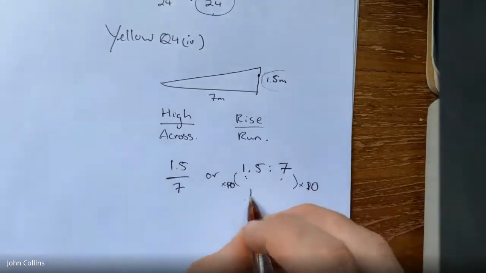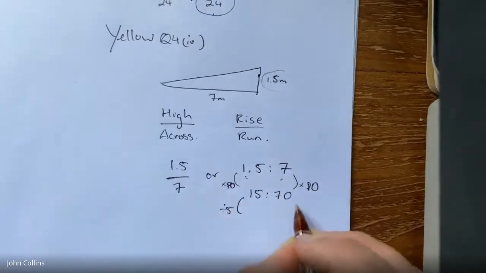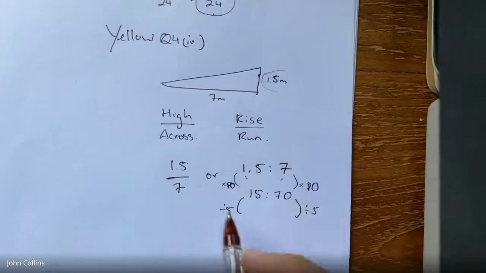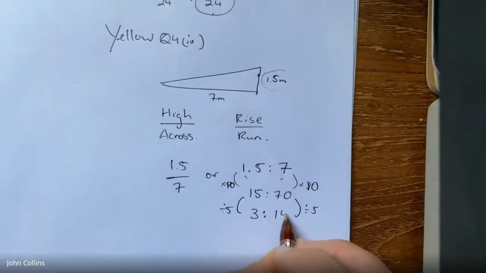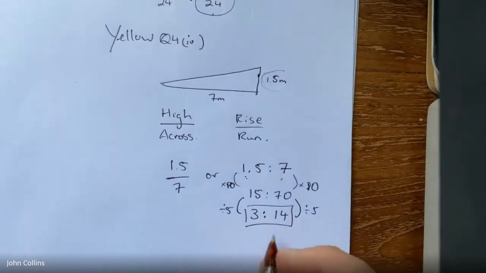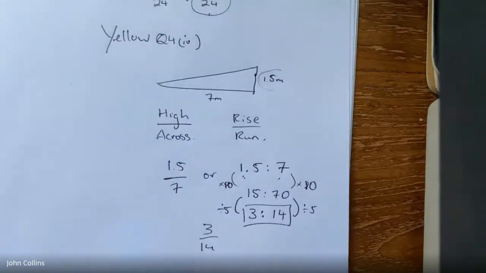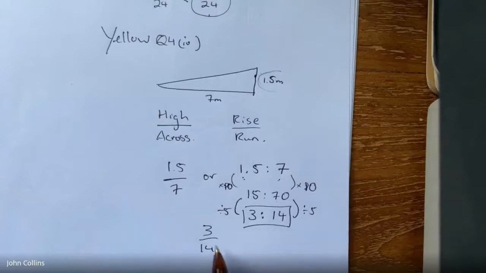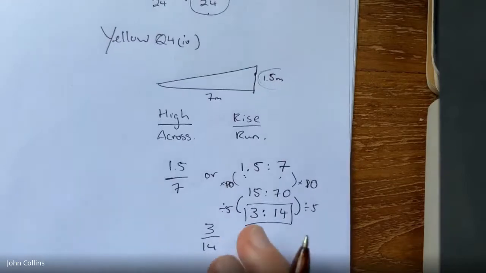Times it by 10 gives me 15 to 70. And then I'll divide by 5, which is the same thing as multiplying by 2, if I multiply something by 10 and divide by 5. So 5 into that goes 3 times, 5 into that goes 14 times. And that's my ratio. That's my steepness. It's 3 over 14 or 3 to 14. Then you could compare it to the other ones. I think this is the smallest gradient of the lot.